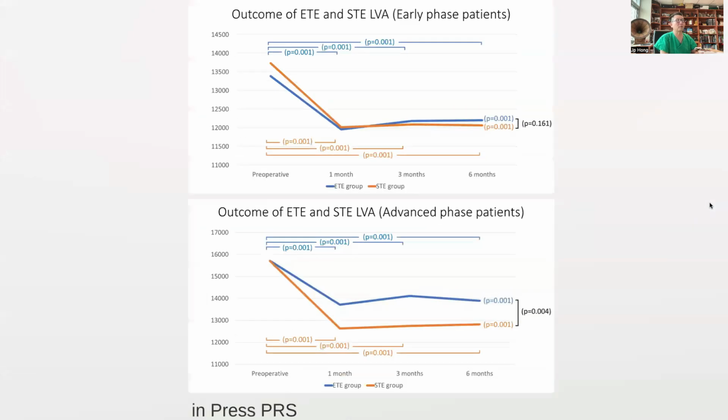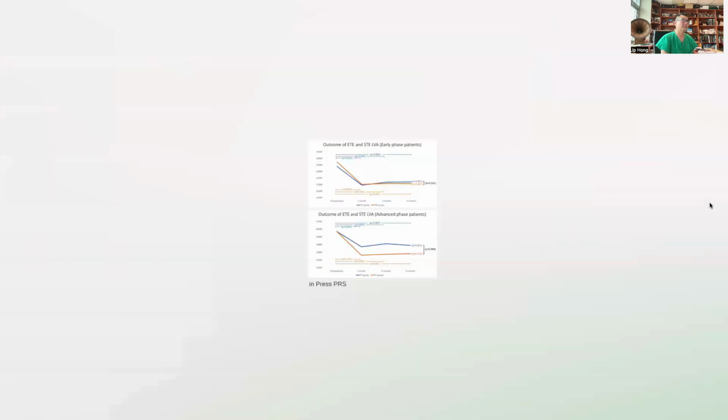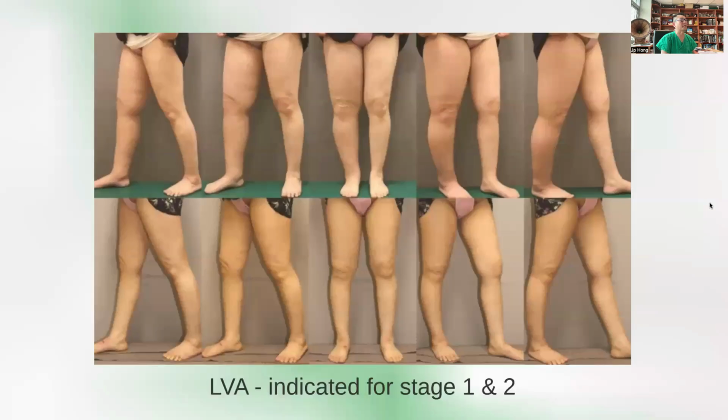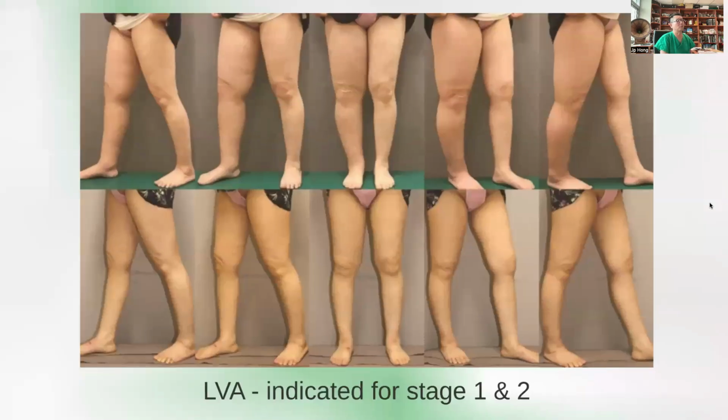We've also published multiple works showing that the side of the lymphatics to the end of the vein has a significantly better clearance capacity compared to the end-to-end anastomosis. And this is the follow-up result after a few years.